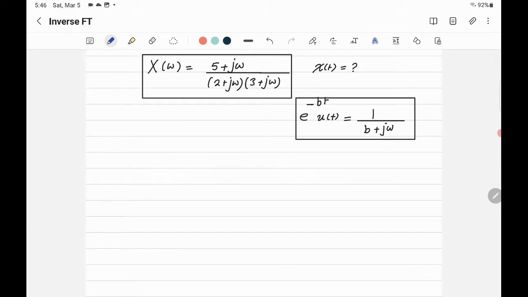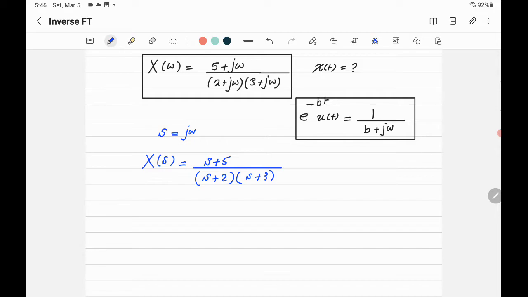First of all, just to make it look nicer, call s equal to j omega. So replace every j omega by s and write the expression in s. X of s is equal to s plus 5. Yes, I know it's 5 plus s, but I'd like to write s at the beginning. And 2 plus j omega becomes s plus 2, times 3 plus j omega, which is s plus 3.